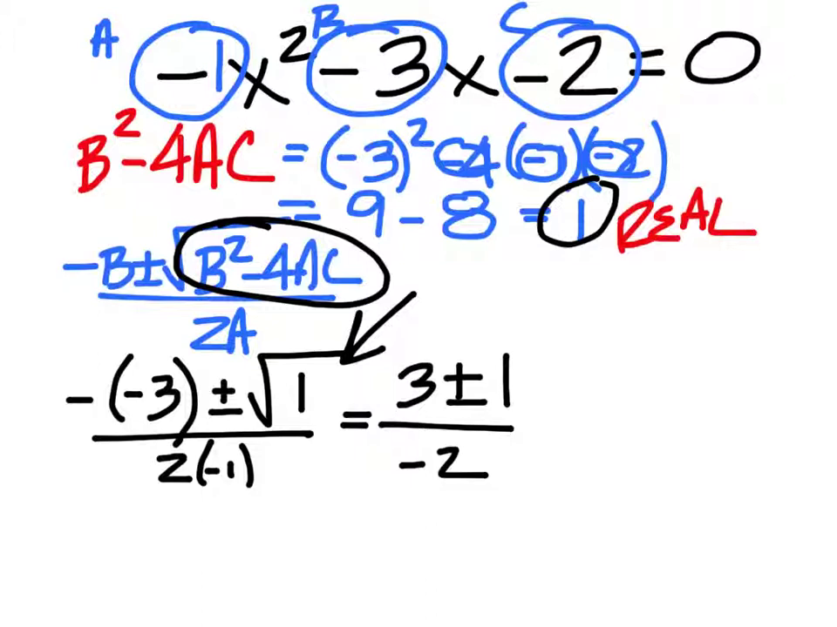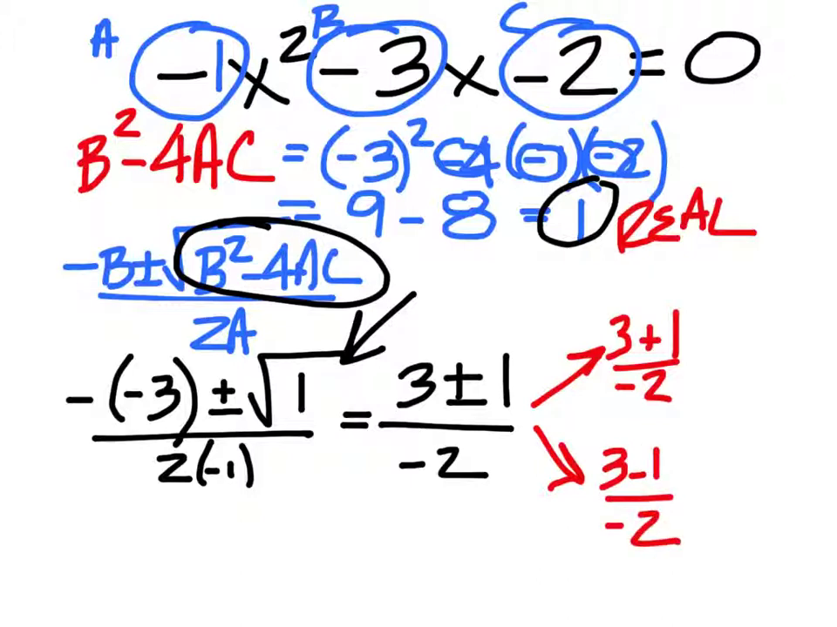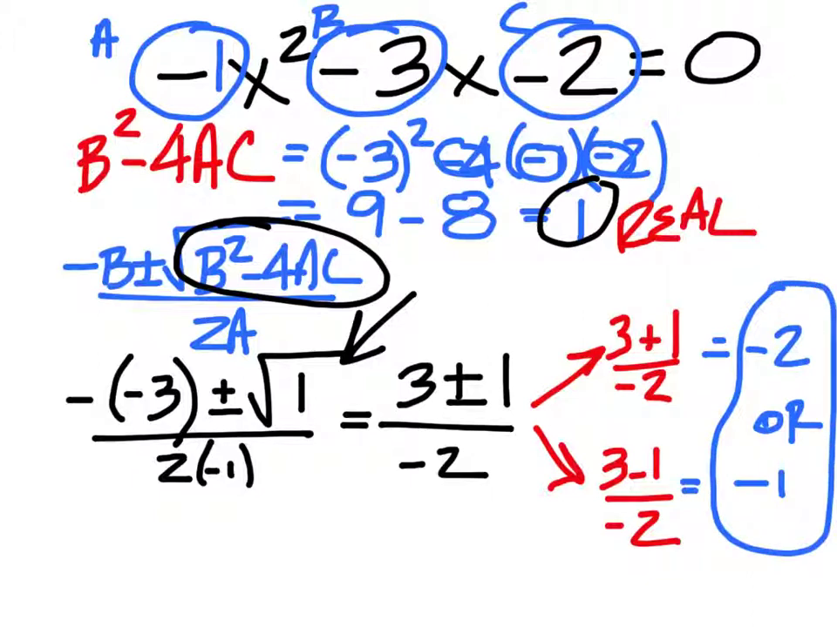So once you get down to something like this, there's no radical term in there that you can't simplify. You can actually work these out. You have to do it once with a plus, and then once with a minus. So on the top there you have 3 plus 1, that's 4, divided by negative 2 is negative 2. And on the bottom 3 minus 1 is 2, divided by negative 2 is negative 1. So your answers are negative 2 or negative 1.